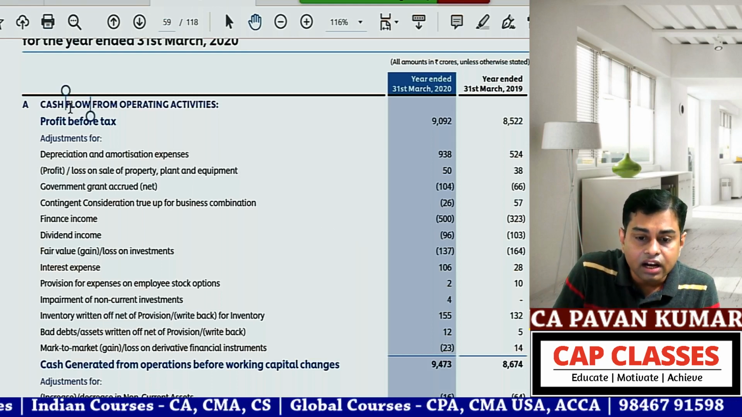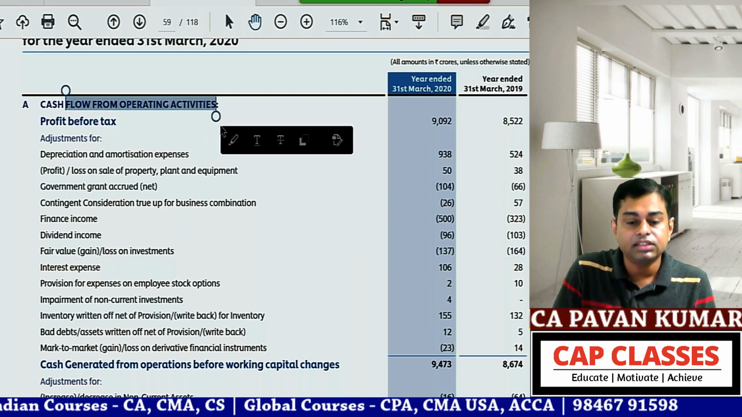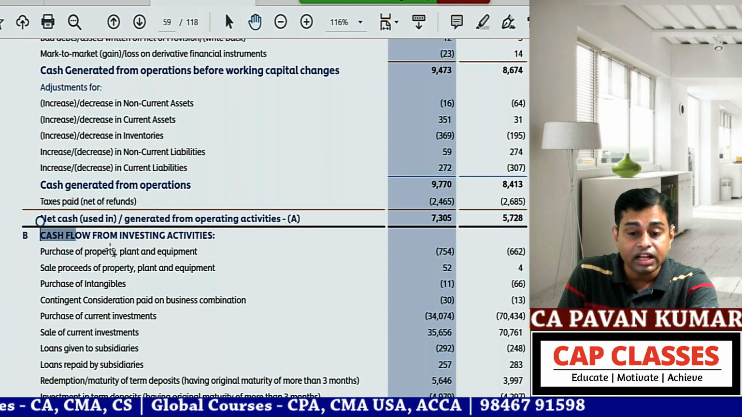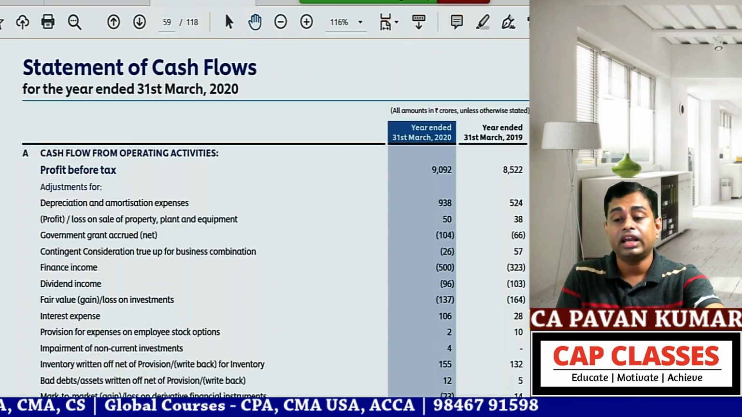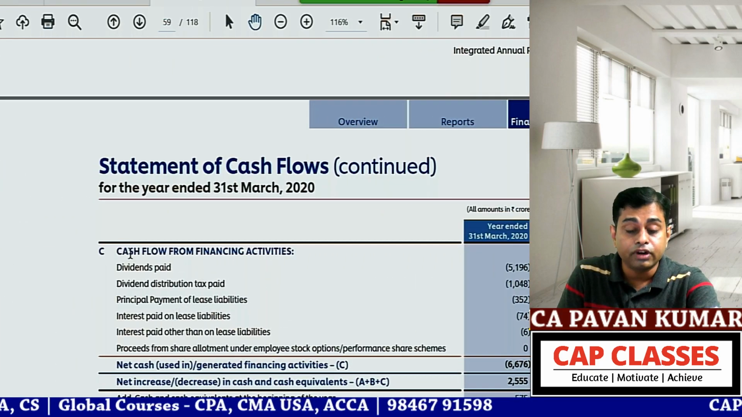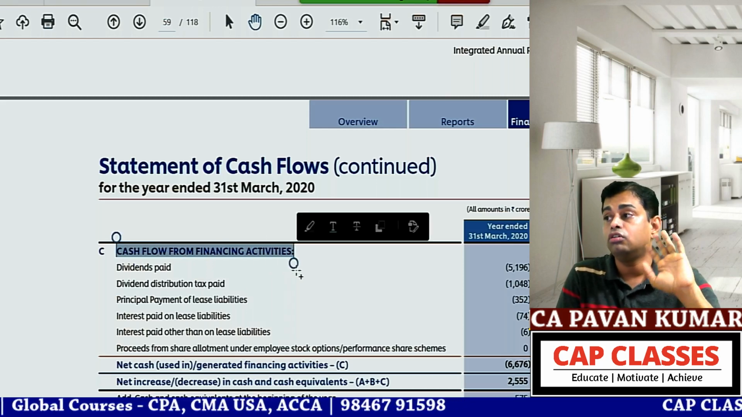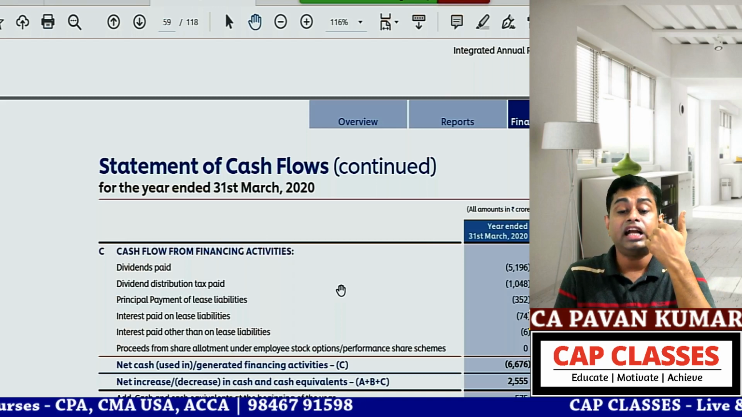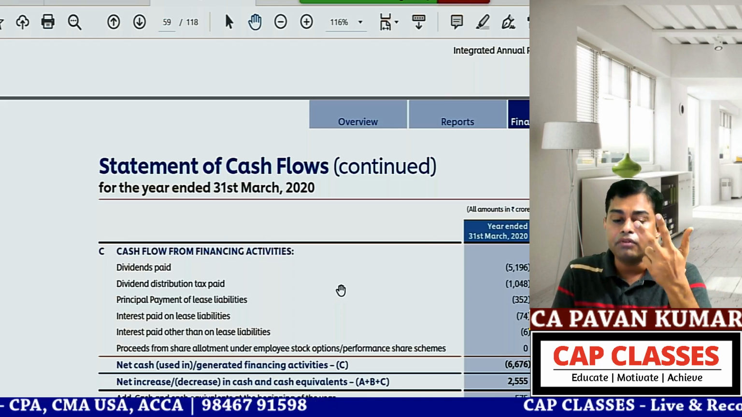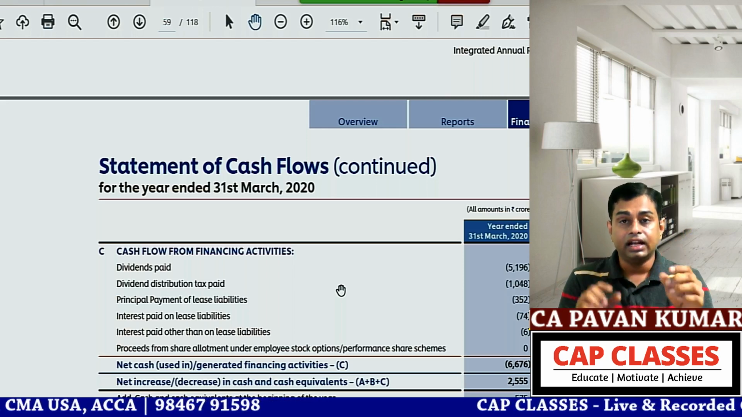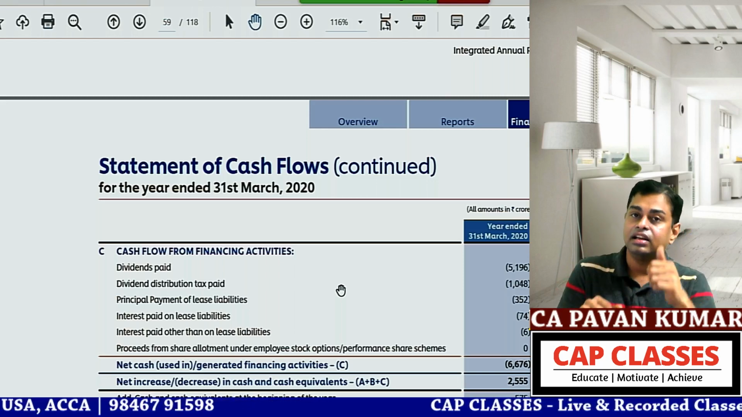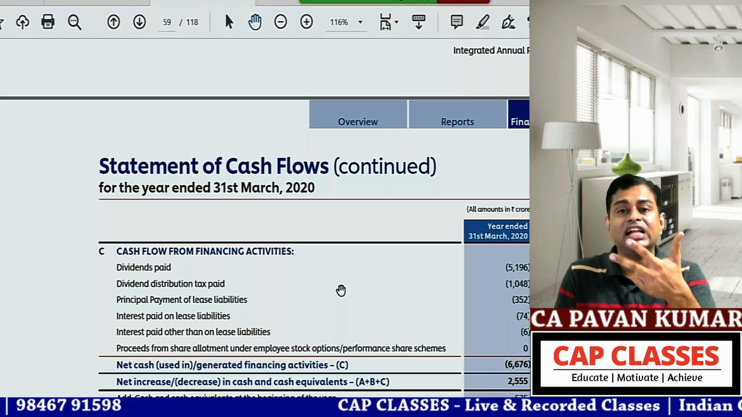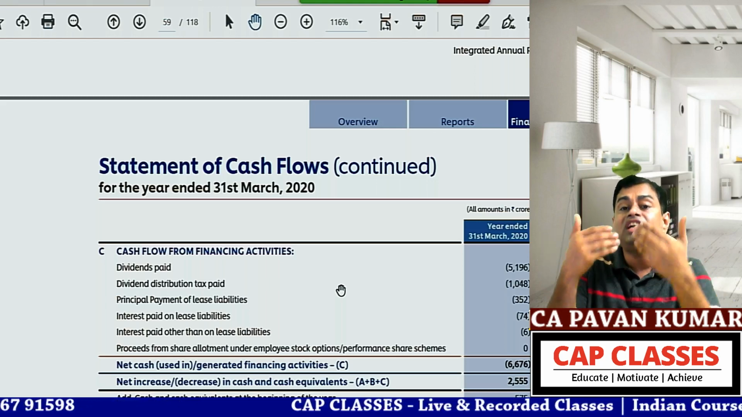So A, what is A here? Cash flow from operating activities. Then B, cash flow from investing activities. Then C, cash flow from financing activities. So now you understand there are three buckets: cash flow from operating activities, cash flow from investing activities, cash flow from financing activities. Then A plus B plus C. A, operating activity cash flow. B, investing activity cash flow. C, financing activity cash flow. Put together, total net cash flow.